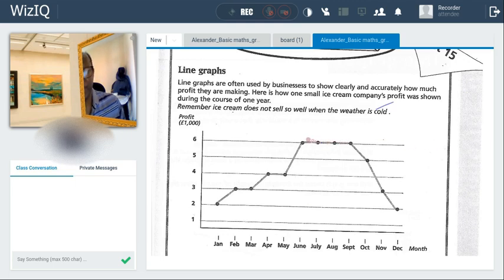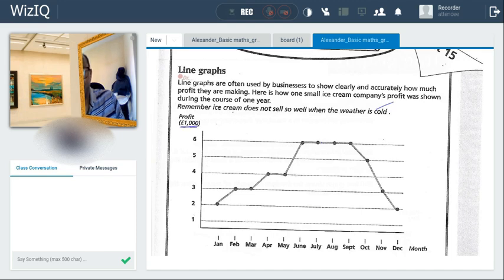Okay. So here is how one small ice cream company's profit was shown during the course of 1 year. How do we know it's a year? 1 year is 12 months, so we can see it's January to December. This one is measuring profit in thousands. So when you see 1, it is 1,000, 2 is 2,000, 3 is 3,000. How do we tell? Because we've been given the key here.